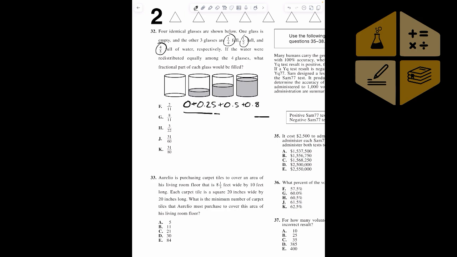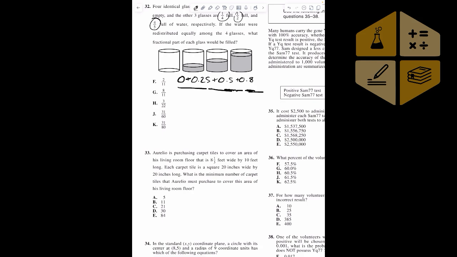And I would divide that whole thing. Come on, line, where are you at? Something going on here. Okay, you get the idea. Divide that whole thing by 4, and that's going to give me the average amount of water in each glass. So when I type that in my calculator, that ends up equaling 0.3875. Okay, in other words, they would all be like 38.75% full.